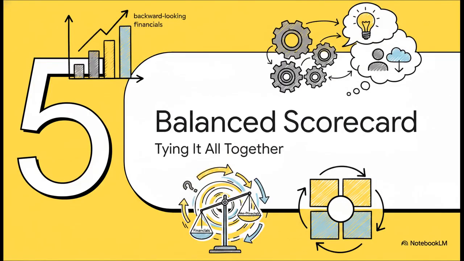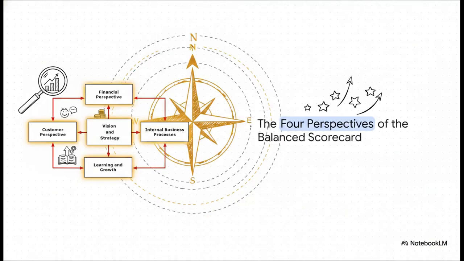Finally, Section 5, the balanced scorecard approach, tying it all together. So, how do we combine all of this? How on earth do we balance backward-looking financials with forward-looking non-financials without just drowning in data? Well, to resolve the confusion of having too many conflicting indicators, Kaplan and Norton created the ultimate integrated performance tool.